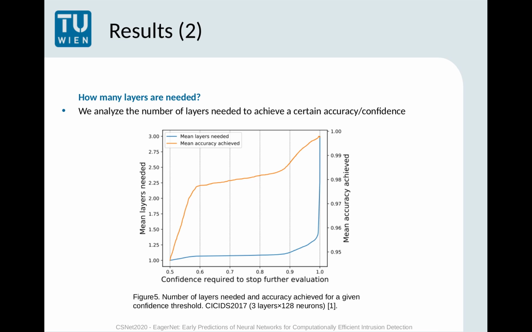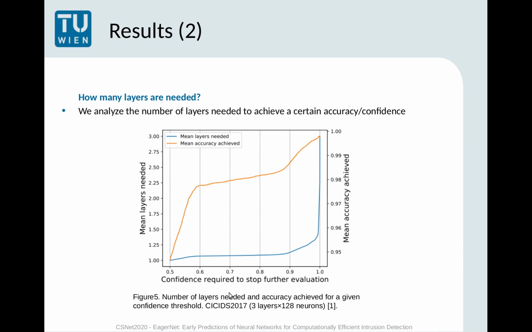And interestingly, what we see here is a confidence from 0.5 to 1. And of course, the more confidence we want, the more the blue line increases. So basically, we use more layers. If you want a confidence of 0.9, on average, we would need like 1.1 layers. If we want a confidence of almost 1, then we probably want to use all layers.